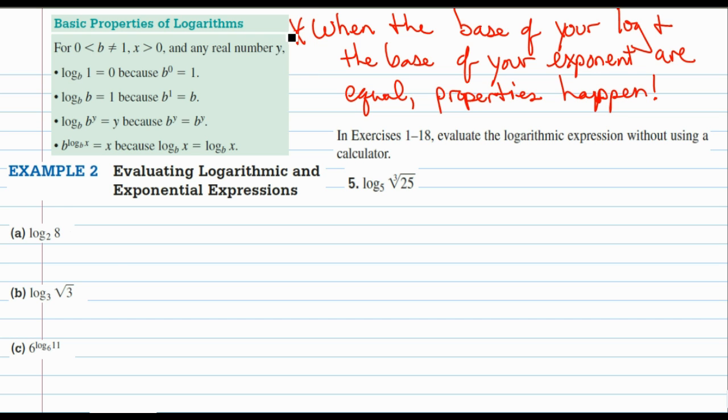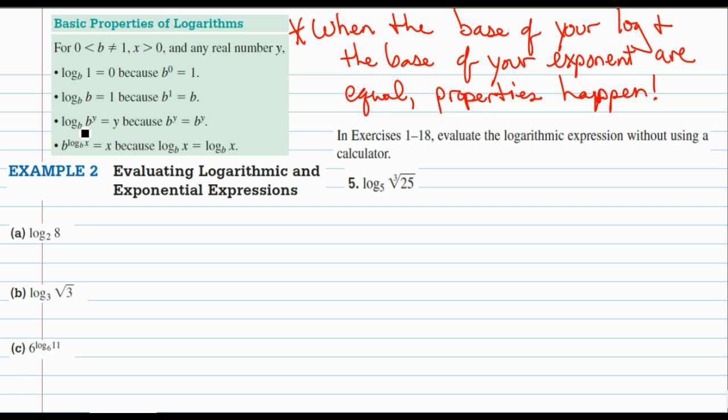So first of all, the log base b of 1 equals 0 because b to the 0 equals 1. Now you already knew that. So the log base anything of 1 is 0. The exponent that gets you 1 of any base is 0. Now, the log base b of b, so the exponent of b that gets you b is 1. The exponent of b that gets you b to the exponent of y is y.